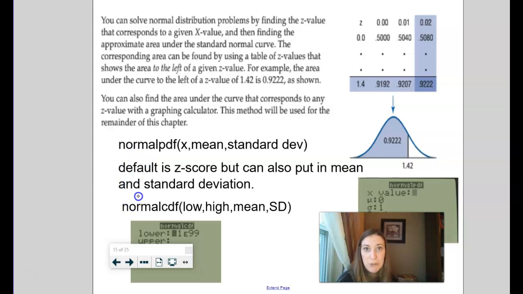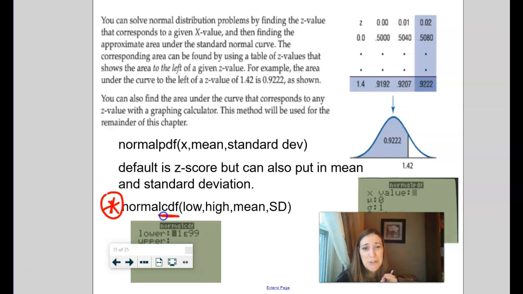Now, something else on the screen, we got normal PDF and normal CDF, which we're going to find in the distribution menu of our calculator. It's the same menu you went to when you did binomial PDF and binomial CDF possibly on a previous lesson. But these are the first two in the menu because they're most frequently used. So CDF is the one that we're going to be using today, because what it does is it accumulates all the probabilities and adds them up from point whatever to point whatever.